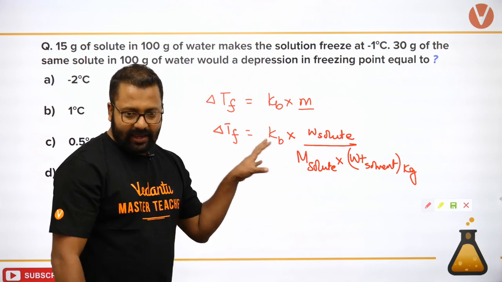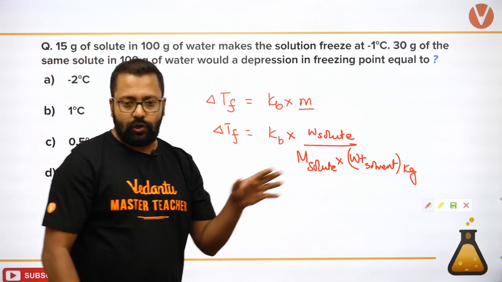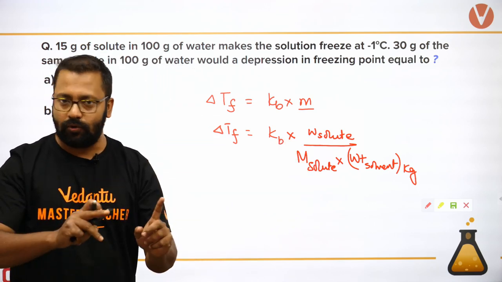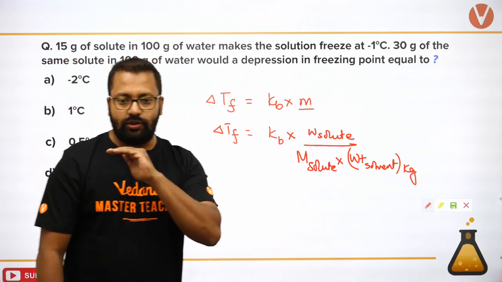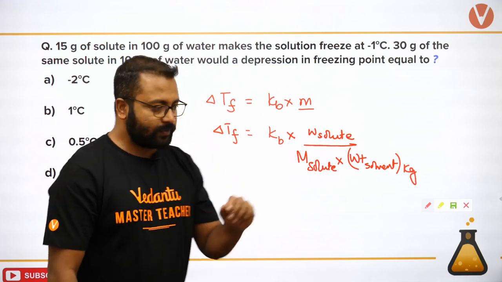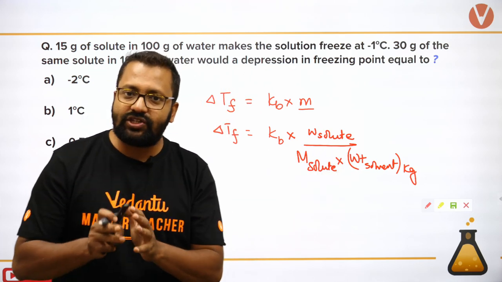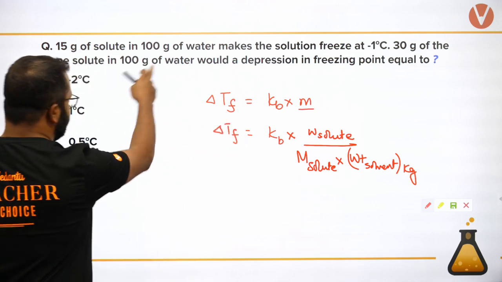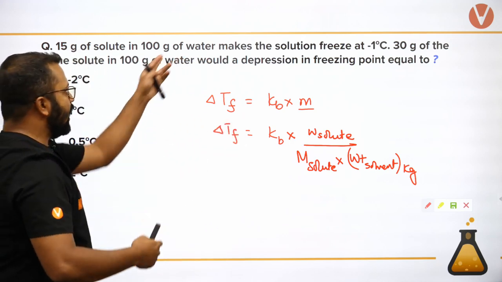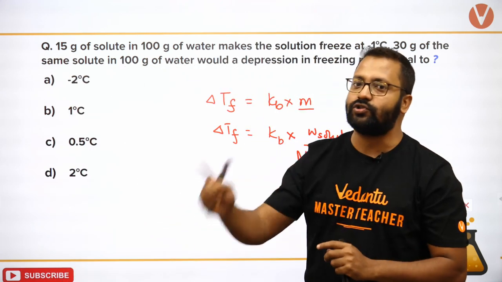Can you please answer me quickly? Am I changing the molecular weight of the solute? Did I change the solute? No. So the molecular weight of the solute is not changing. Weight of solvent: am I changing the weight of solvent? No. 30 gram is added to 100 gram. Earlier also 100 gram of solvent was taken. So the solvent weight is also not changing.